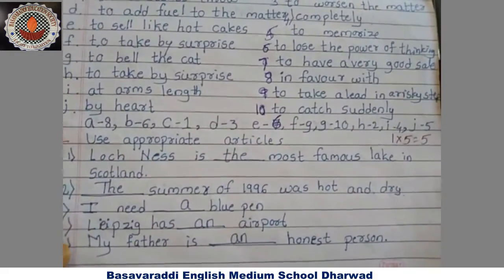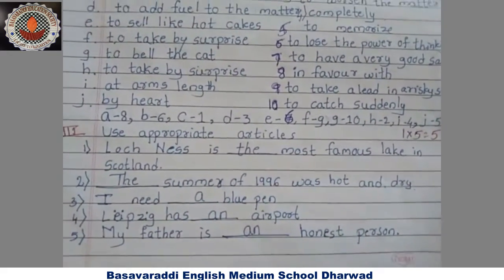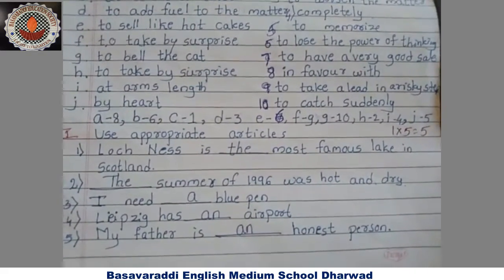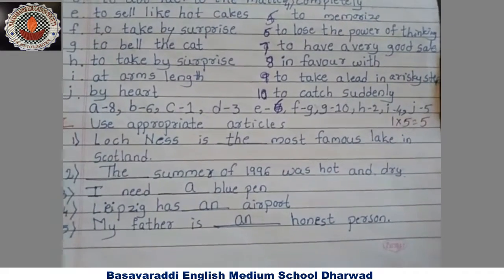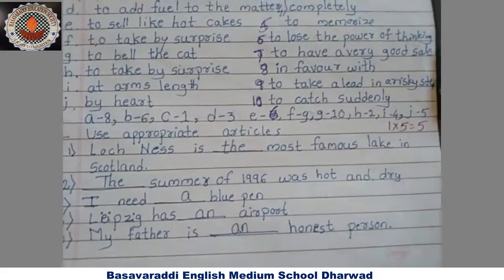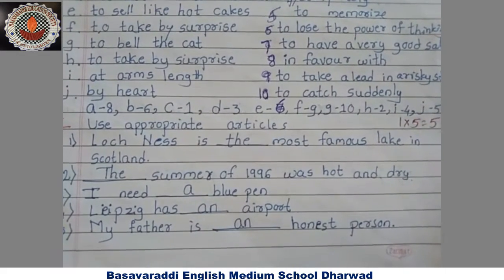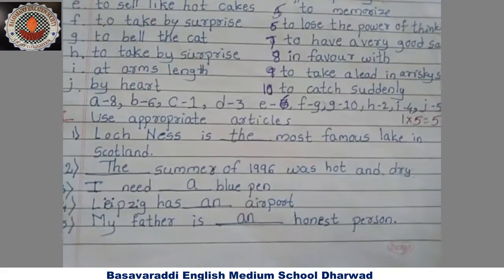Then, Leipzig has dash airport. A word beginning with a vowel, before that we use "an". A and an always tell us about the singular. So here, Leipzig has an airport. Airport is beginning with a vowel, so it is an airport. I need a blue pen.